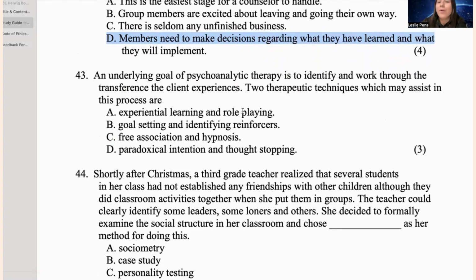Next, 43. An underlying goal of psychoanalytic therapy is to identify and work through the transference the client experiences. 2 therapeutic techniques which may assist in this process are what? So transference, psychoanalytic therapy. What do we think about the unconscious, right? How do we reach that? What did Freud say? Those are your hints. So the answer is C, free association and hypnosis.